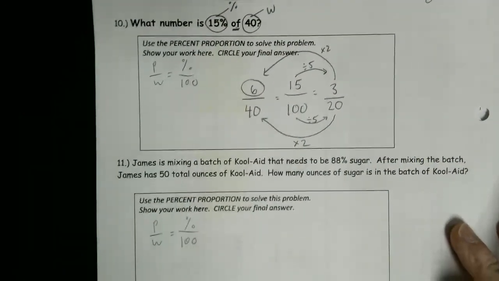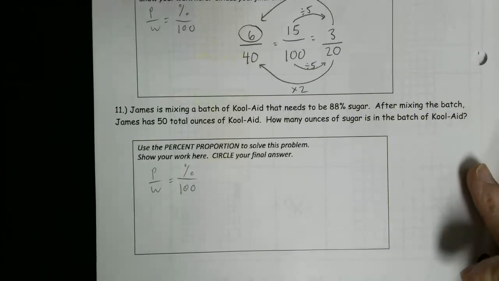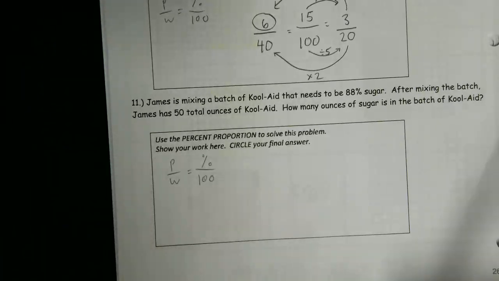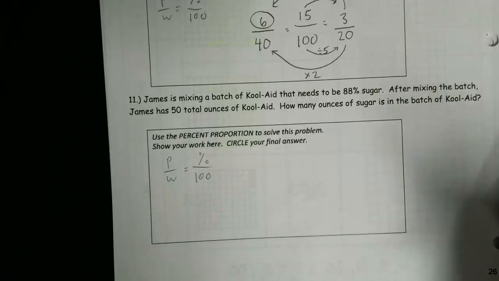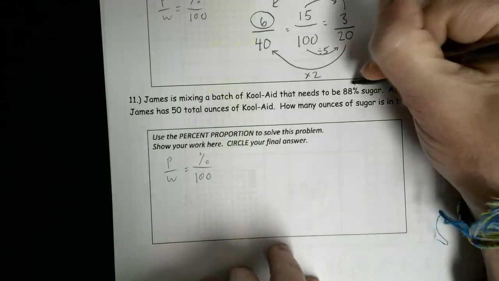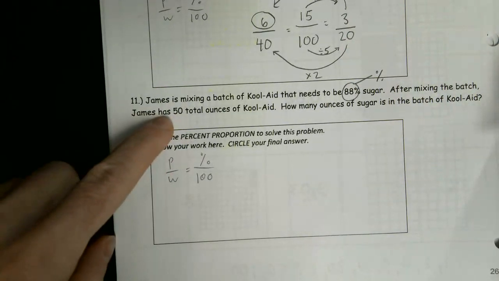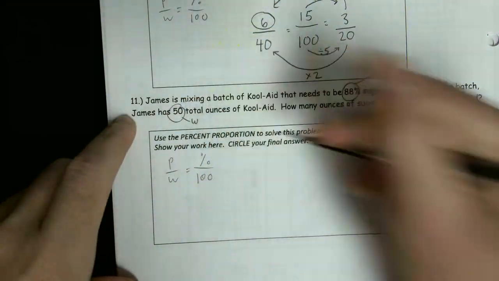Let's try this next one here. We got James mixing a batch of Kool-Aid that needs to be 88% sugar. After mixing the batch, James has 50 total ounces of Kool-Aid. How many ounces of sugar? Got my percent proportion. If you don't have it, make sure you have it. We have the percent. That's the percent. After mixing the batch, James has 50 total ounces. That is the total ounces of Kool-Aid.